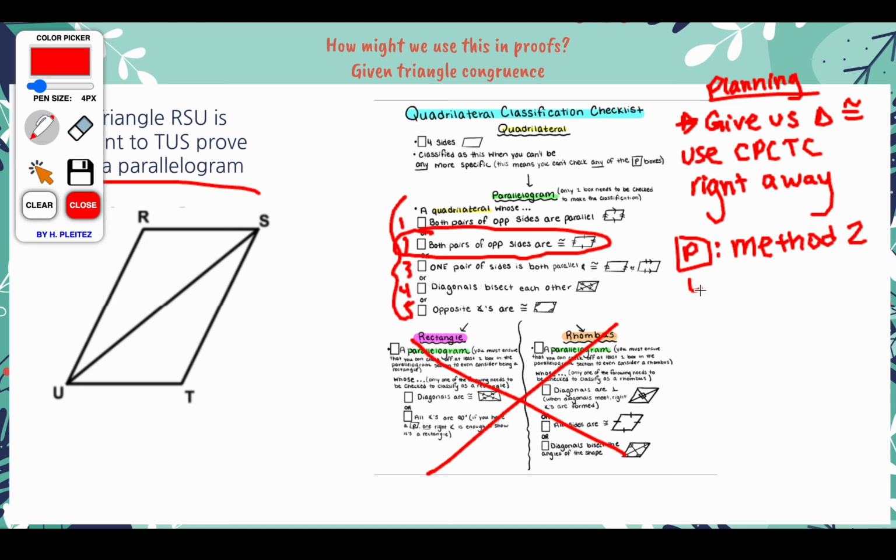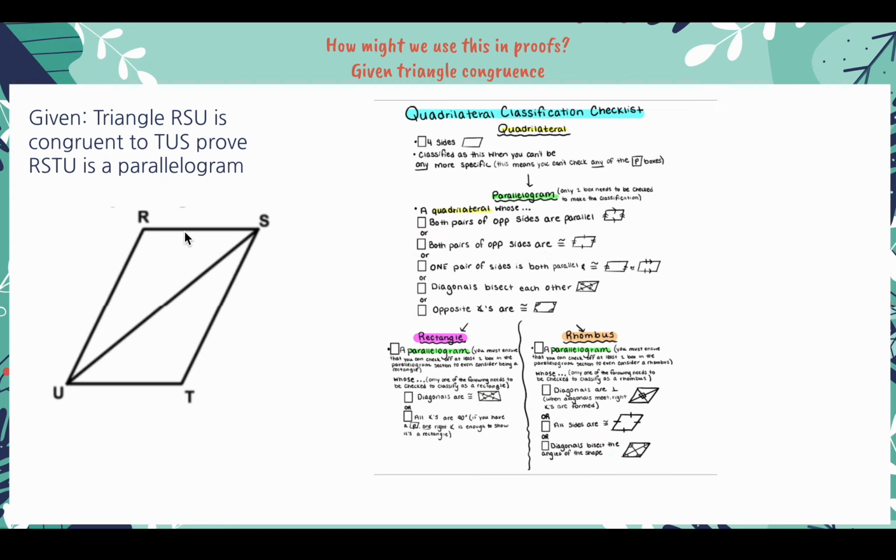So for parallelogram, I want to use that both pairs of opposite sides are congruent. I know that I can get there with CPCTC. And if we can attack these 2 things on our planning page, then we're going to be done. This isn't going to be that long of a proof because we don't really have to go too crazy down the family tree here. So let's go ahead and actually do this proof together.